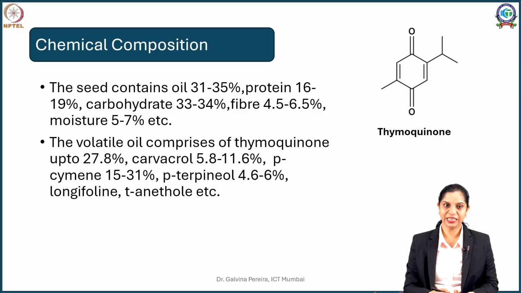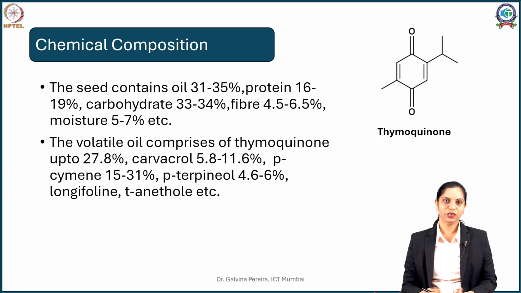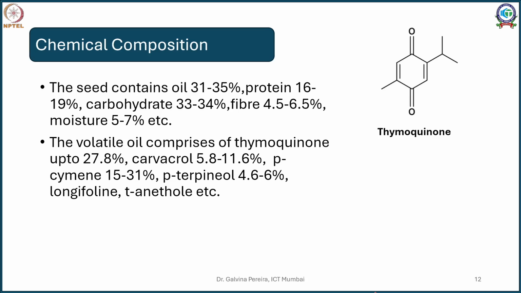Now that is present in the volatile oil. So if you take the seeds, distill it and collect the essential oil from this, you will see the thymoquinone gets collected in the oil almost to the extent of 20 to 30%. Now apart from that, the other essential components of oil include your cravicol, parathymine, paraterpineol, longiflorine and transanethol. So these are the other ones, and thymoquinone is a major part of the volatile oil, which is also responsible for a mild antioxidant effect as well as the therapeutic effects of the oil.